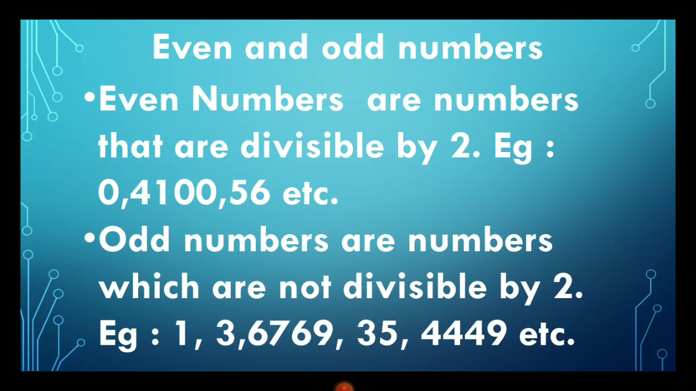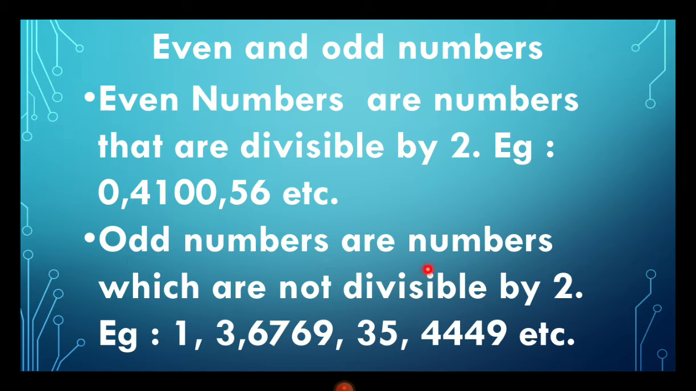Now before we move on to the next, let's look at even and odd numbers. Even numbers are numbers that are divisible by 2, like 0, 4100 and 56. So 0 divided by 2, as I discussed, is 0, and 4100 divided by 2 is something, and 56 divided by 2 is also something. Okay, so they are all divisible by 2. And even if you check the last number, if the last number is even, then the full number is even. I gave you this trick.